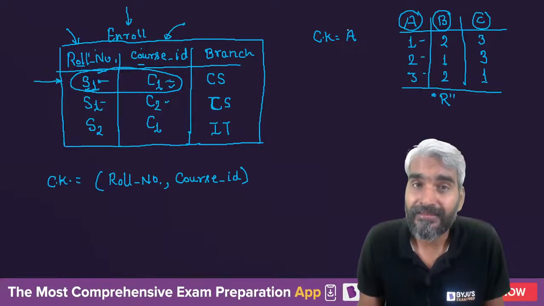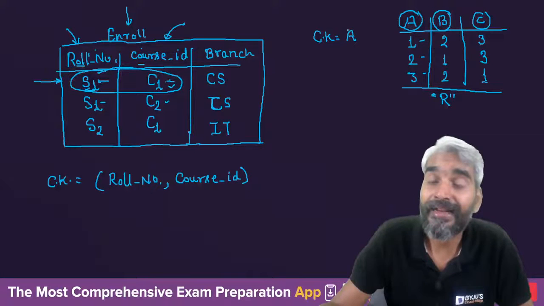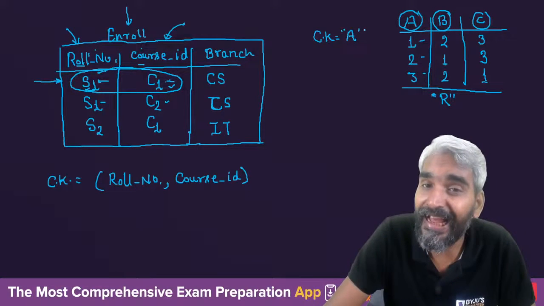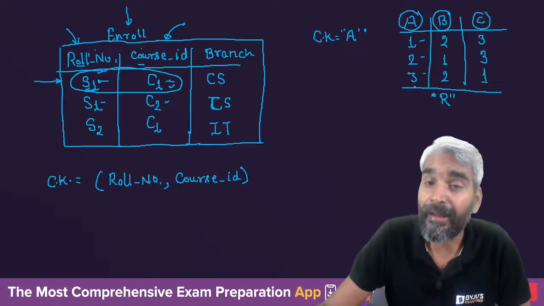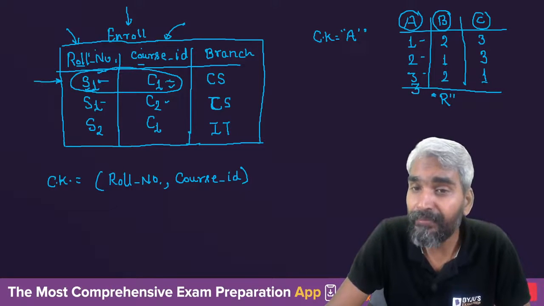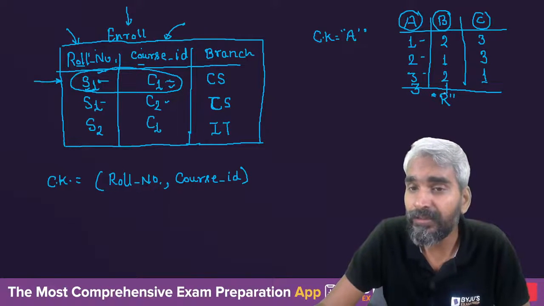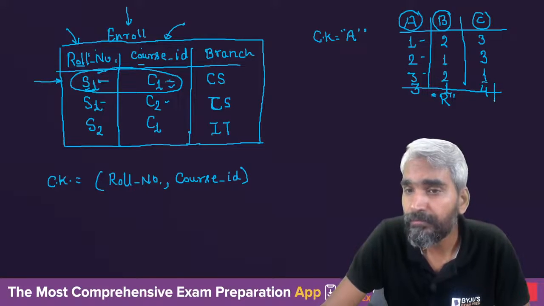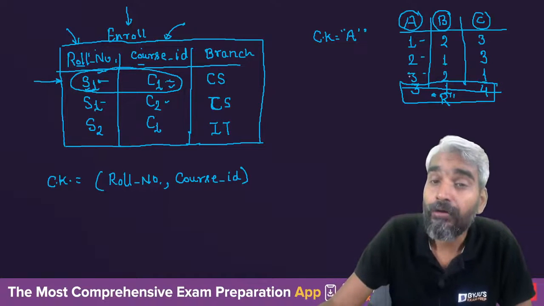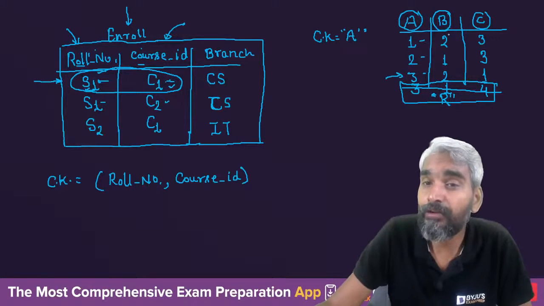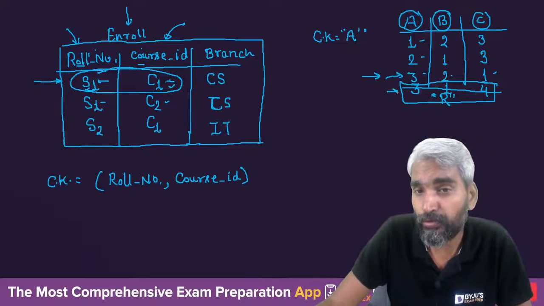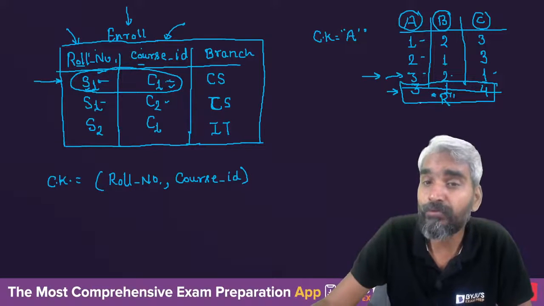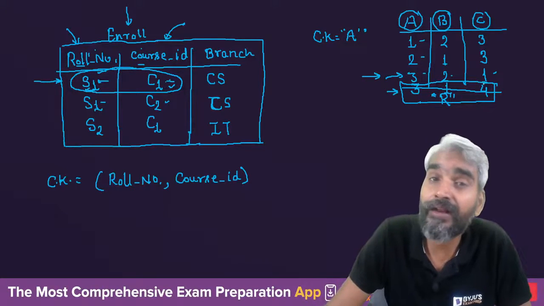But let's try to understand this. The idea is that this is just an instance of this relation R. It is perhaps possible that after some time a value is inserted in this table which is something like 3, 1, 4. Now when A is 3, the values of B and C are 2 and 1 with respect to this particular tuple. But with respect to this new tuple, when A is equal to 3, the values of B and C are 1 and 4 respectively.